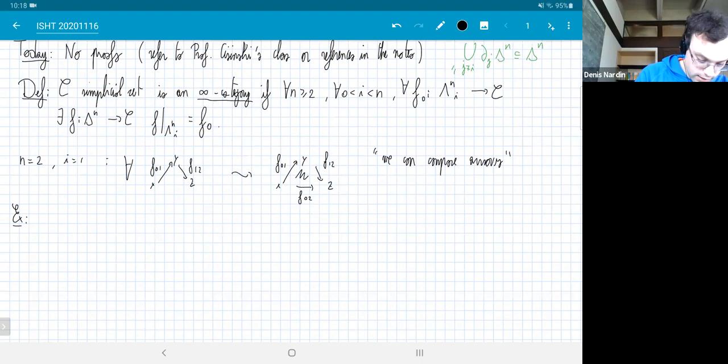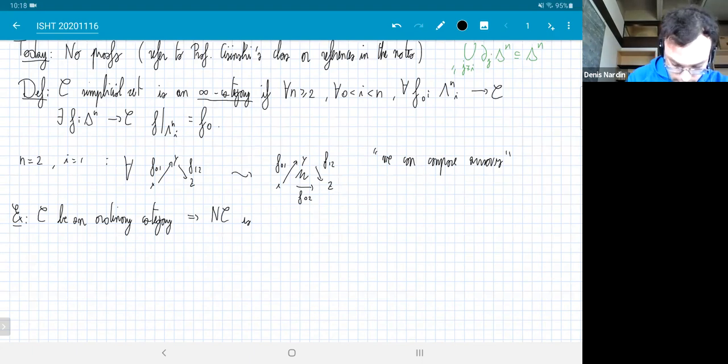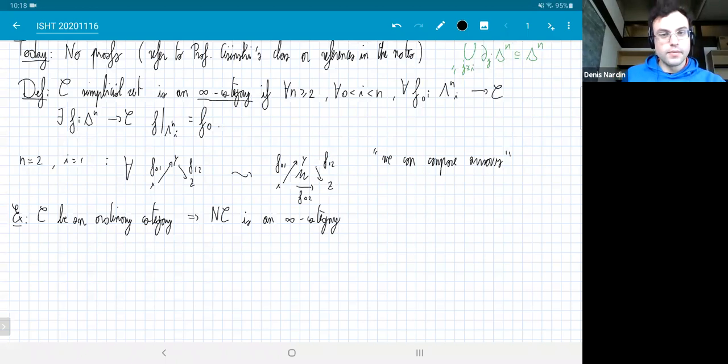First, let C be a category, an ordinary category. Then N of C is an infinity category. In fact, this I'm pretty sure is going to end up in the exercise sheet. That should be very easy. And bolstered by this example, we will often call the zero simplices of C objects and the one simplices arrows, as I've already started doing.